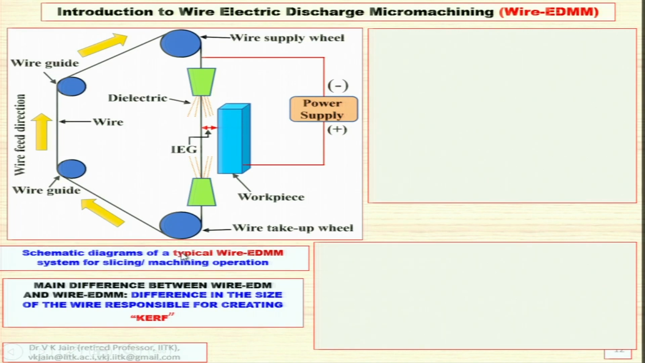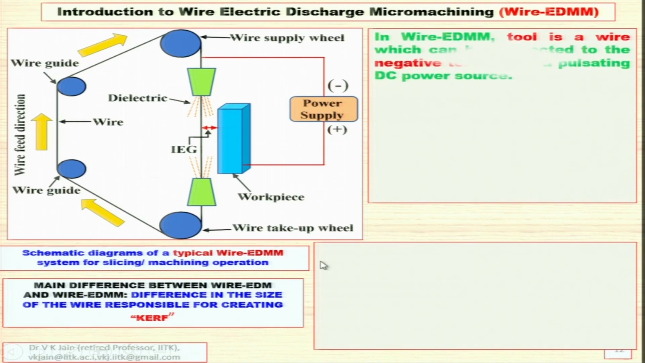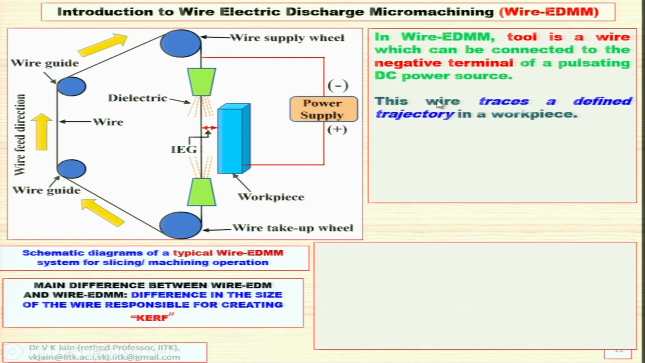A schematic diagram of a typical wire EDMM system for slicing or machining operation. In wire EDMM, tool is a wire which can be connected to the negative terminal, you can see over here, of a pulsating DC power source. This is a pulsating DC power source, and this wire traces a defined trajectory in the workpiece.